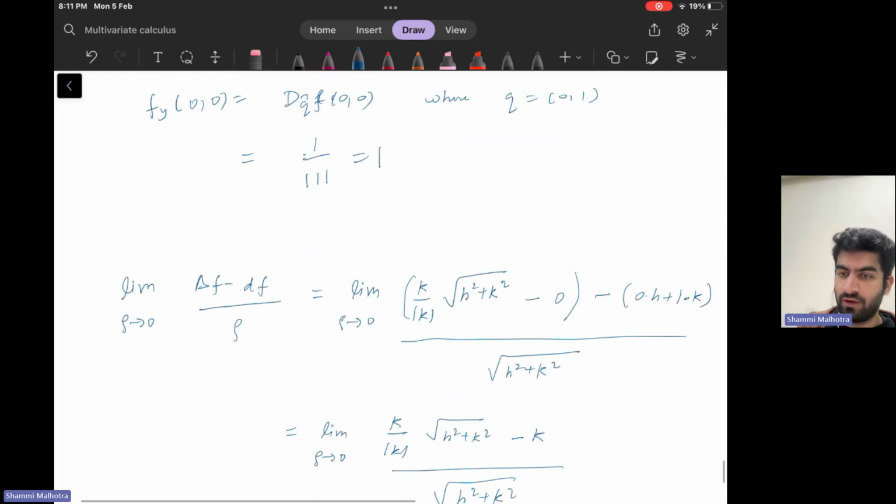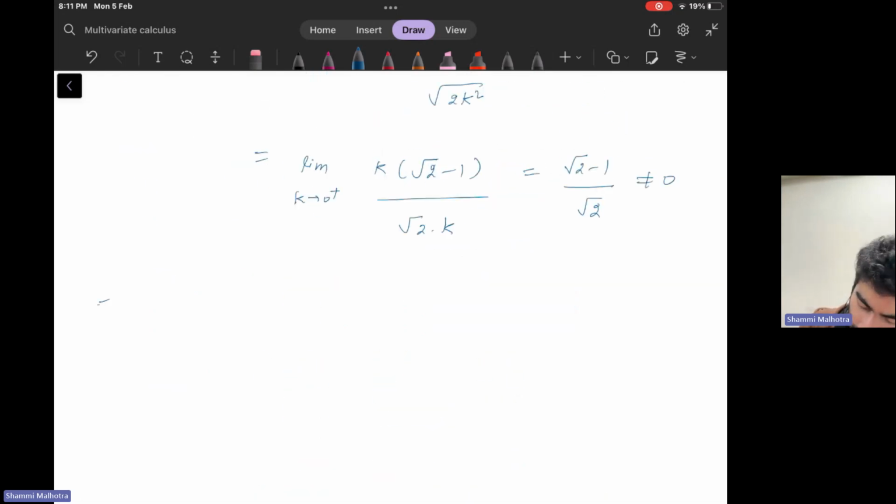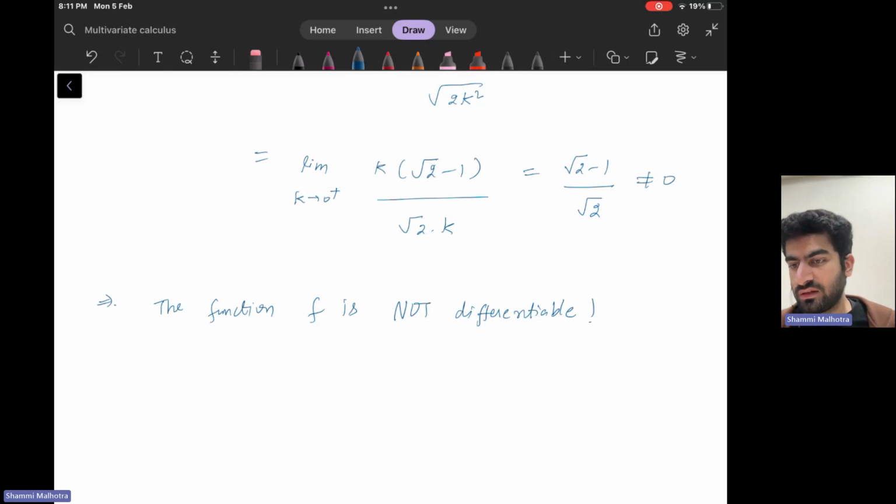But for differentiability, we need this limit to be equal to 0. So this will imply the function f is not differentiable. Even though all the partial derivatives exist, the function turns out not to be differentiable. With this, I guess I can conclude my session here.